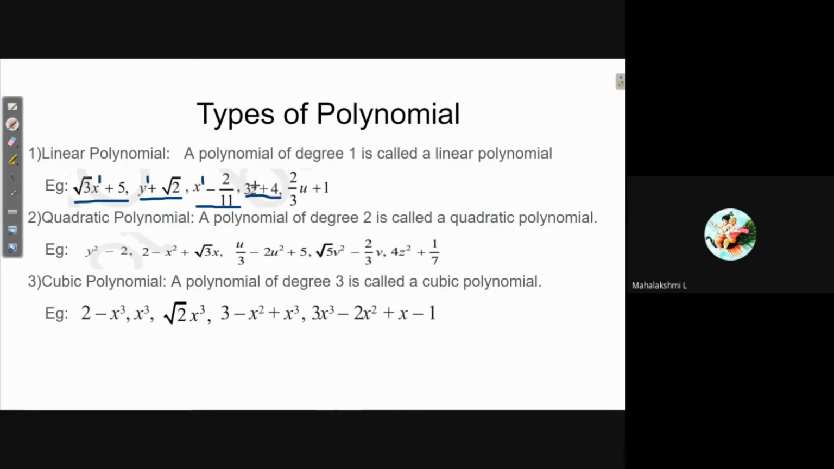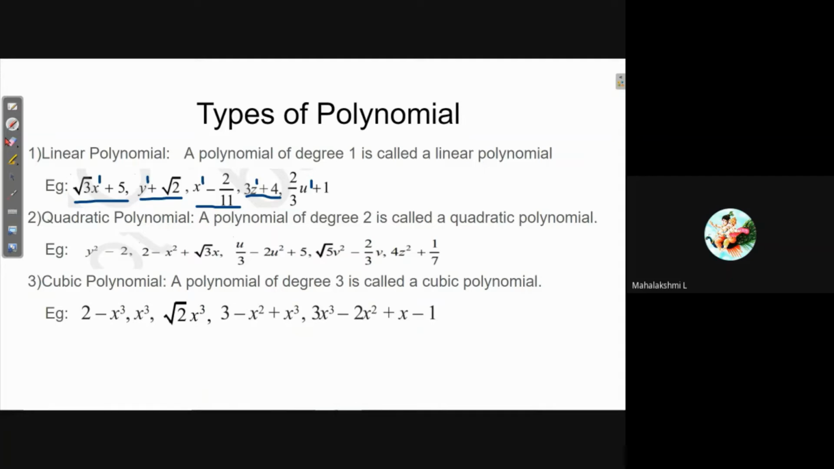3z plus 4. Okay, the power of z is 1 and that's the highest power. Here it's 1, so this is called a linear polynomial. A polynomial of degree 1 is called a linear polynomial. Similarly, quadratic. Basically, I guess you people will know the meaning of quad. Quad means 2. Linear means 1, quad means 2, cubic means 3.